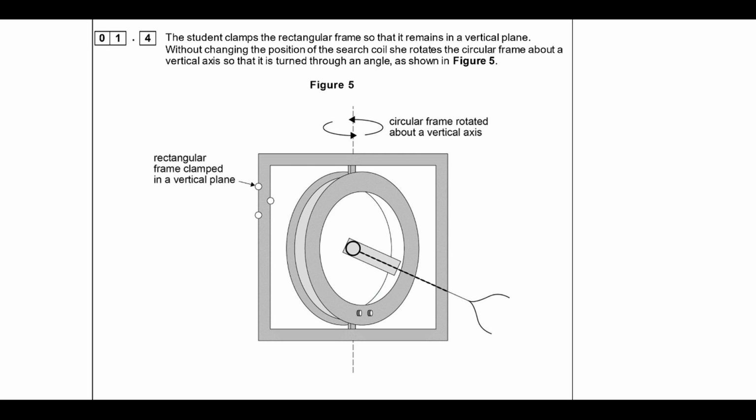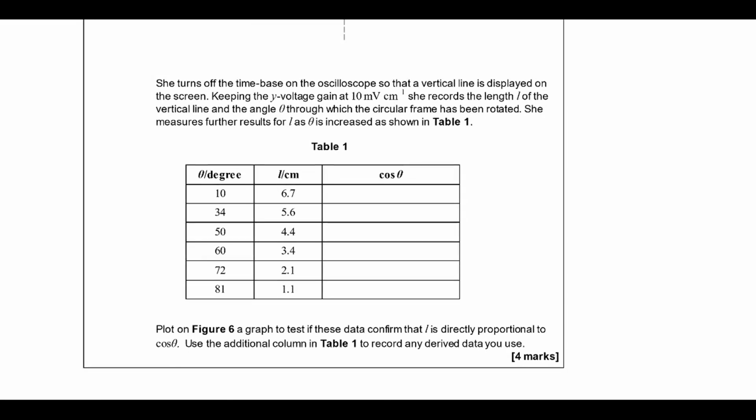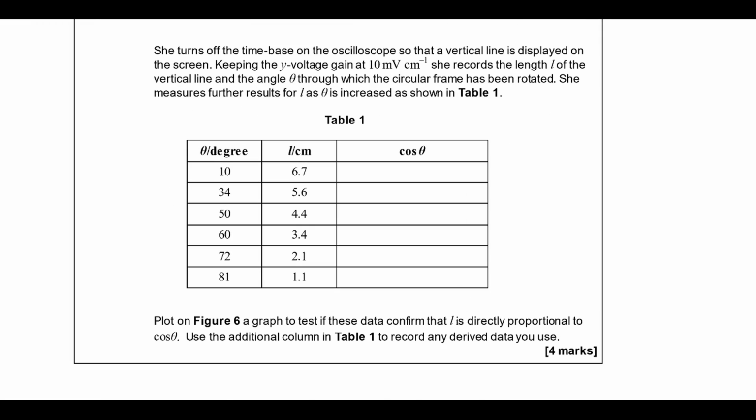So they've clamped the rectangular frame so it remains vertical, and they haven't changed the position of the search coil, but you rotate the coil creating the field around, which is probably different to how you did it in the experiment. You probably adjusted the angle of the search coil instead. And the time base is switched off because you're only interested in the EMF really. And then you've got the vertical line displayed on the screen. So the Y gain stays the same, and the length of the vertical line and the angle is recorded.